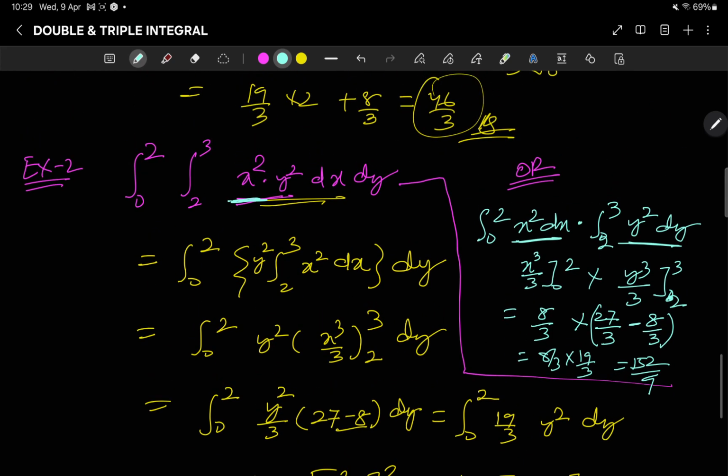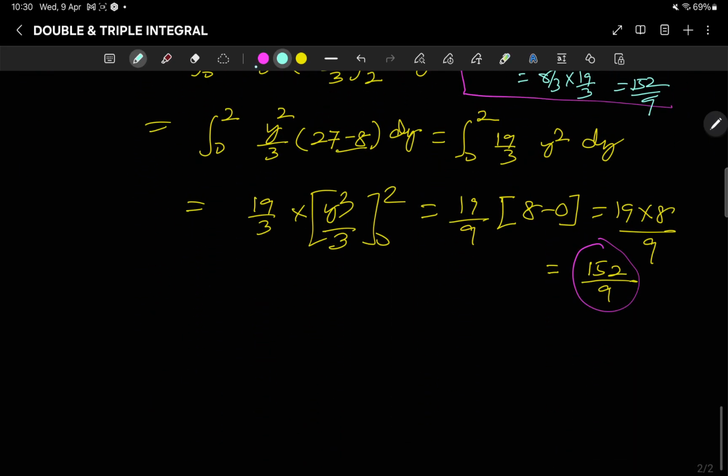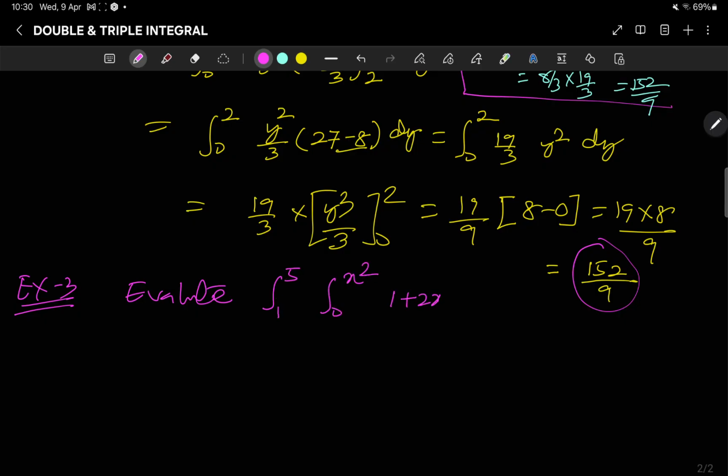So if you are in a position to separate the variables completely, x with respect to x and y with respect to y, then only this way is also possible. However, the general approach is like this: successively you integrate it. Now coming to one important example. Example 3. Evaluate integral 1 to 5 integral 0 to x square (1 plus 2x) e to the power x plus y dy dx. Now coming to the solution.